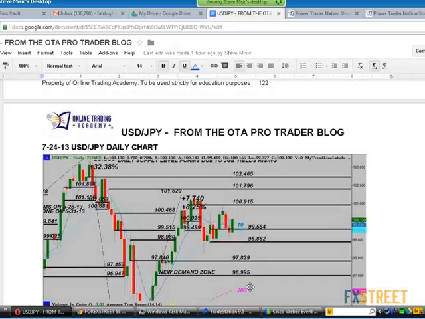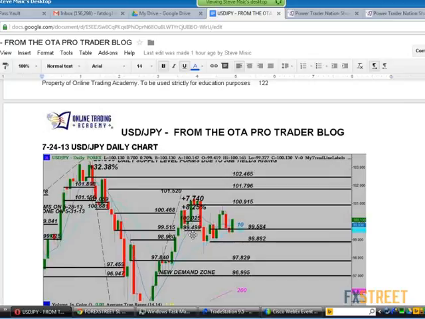So now, price never did come down to the 97 demand zone. And because it rallied away from the area at around 99.60, it once again is an area where there may be some leftover buy orders. And in this case, there were. On 7/24, the price actually fell back down to around 99.50.